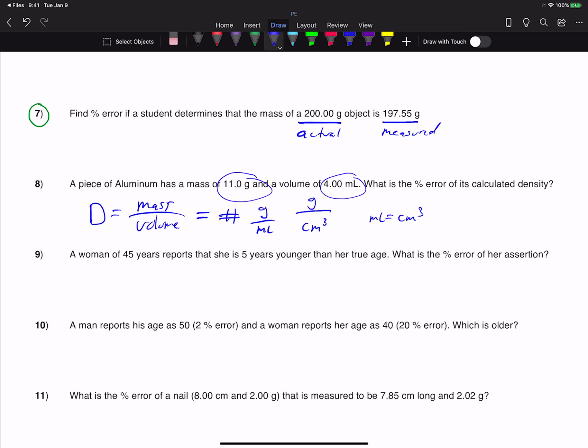But once you know what the numerical density is in this problem, you then have to calculate the percent error. Well, that means you need to know the actual density for aluminum. And if you don't happen to know that, and I just bet you don't know that because who walks around with this information, you look it up. And then you can calculate the percent error.